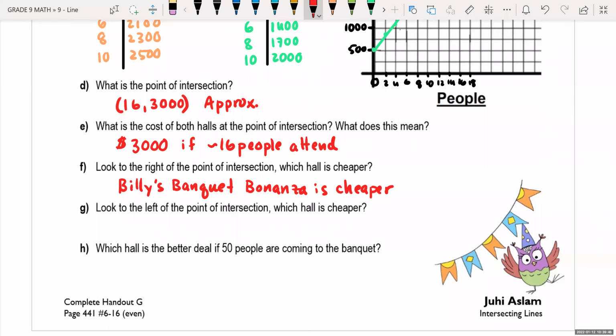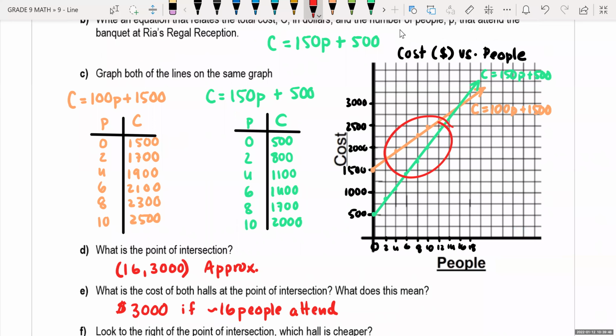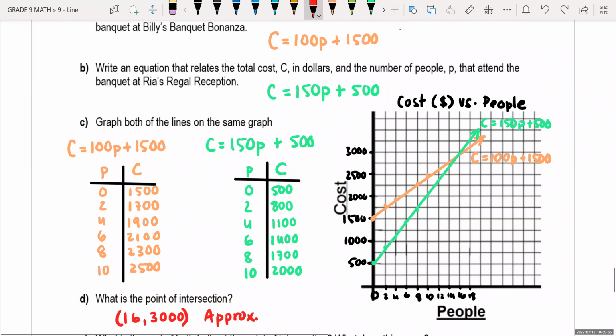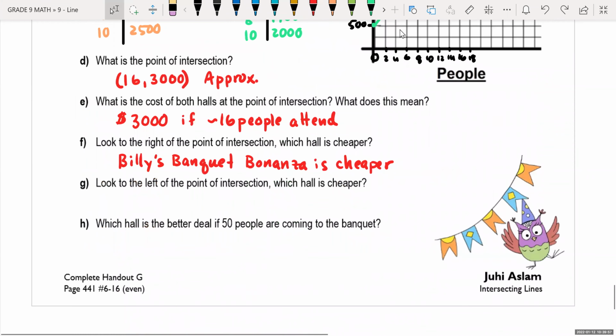And look to the left. So on the left, which line is below which one? So the green one is below. That means it's going to be cheaper. And that green line is Ria's Regal Reception.